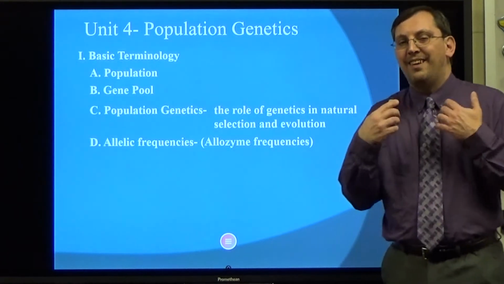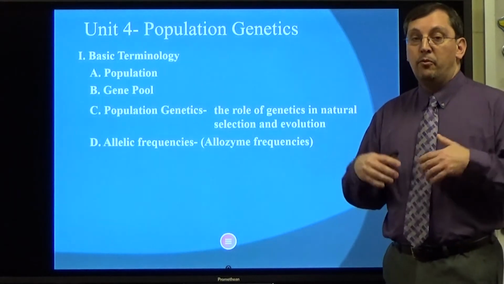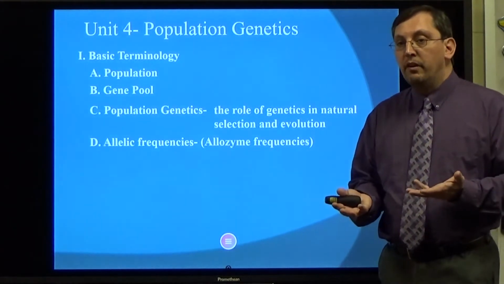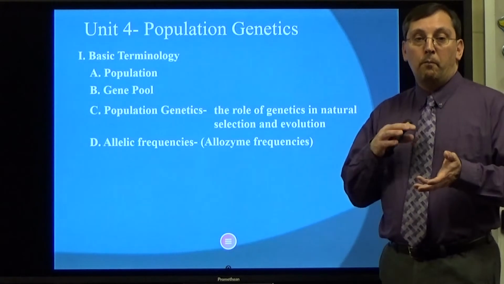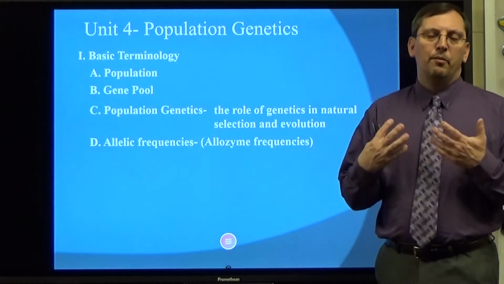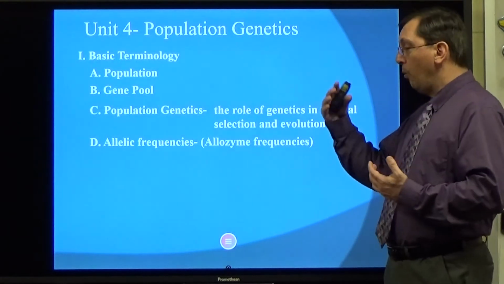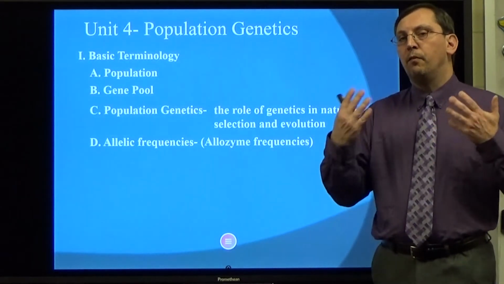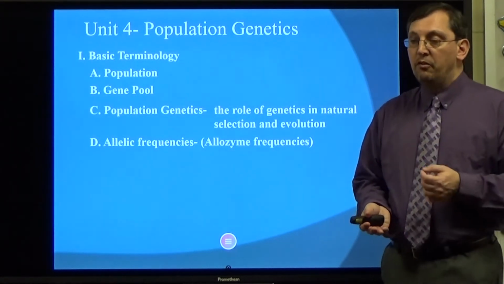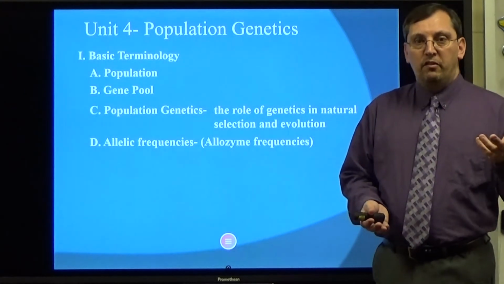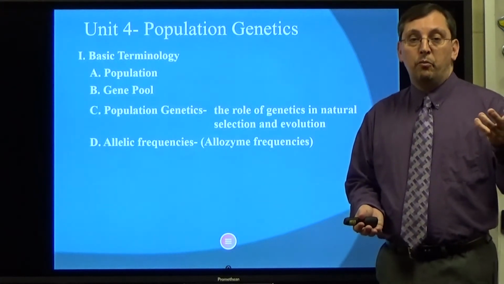Allelic frequency or allozymic frequency. Allozymes are different versions of proteins, and you can get those through different protein foldings and things like that. So you can affect the way things work. We can analyze those ratios, or we can look at allelic frequencies. Alleles are different versions of genes in a population.